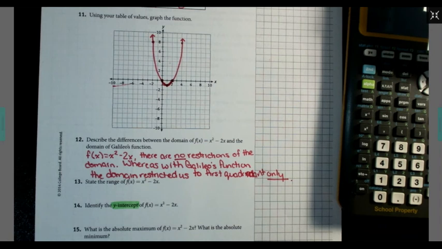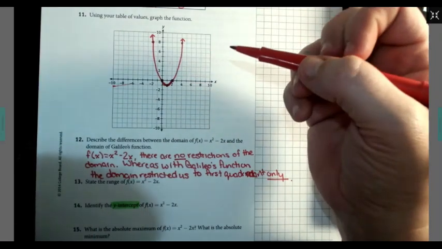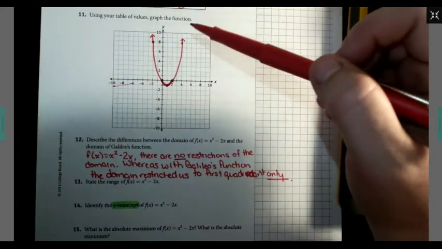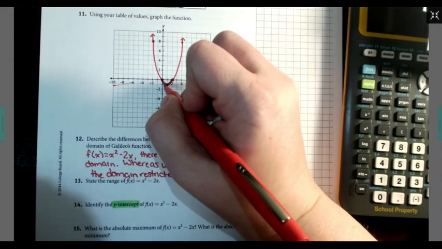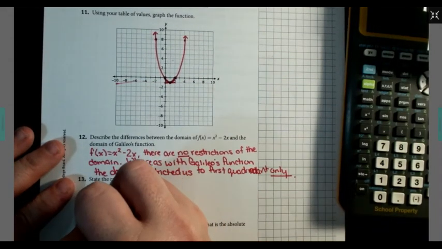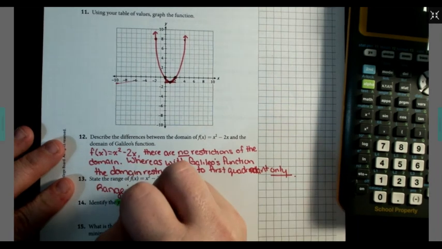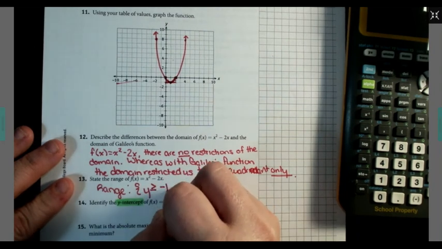State the range of f of x equals x squared minus 2x. So what is my range? Well, it looks like both of the lines are going upward towards infinity on the y-axis, but they have a low value right here at -1. So my range is y greater than or equal to -1.